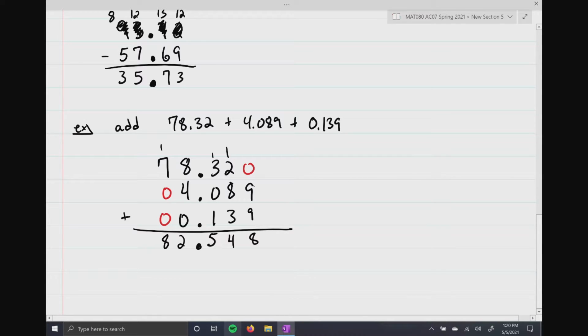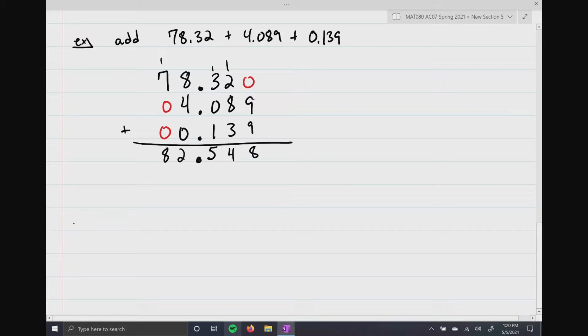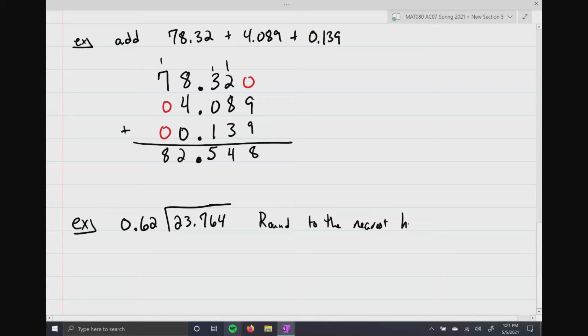All right, let's stick with this theme. And the theme is decimals. I'd like you to divide 23.764 divided by 0.62. Round to the nearest hundredth. Okay?